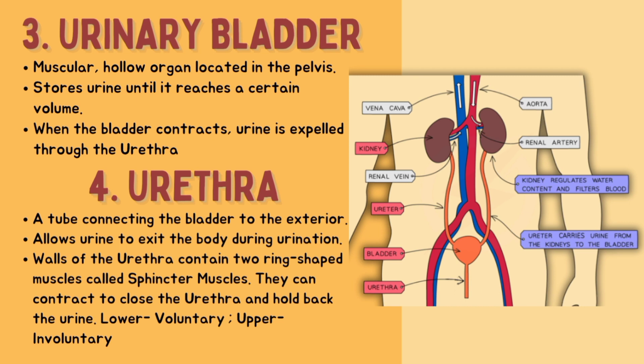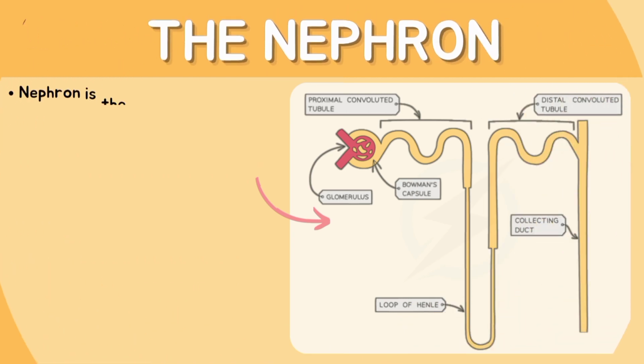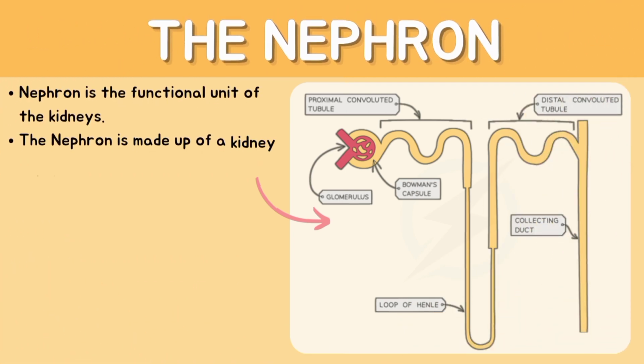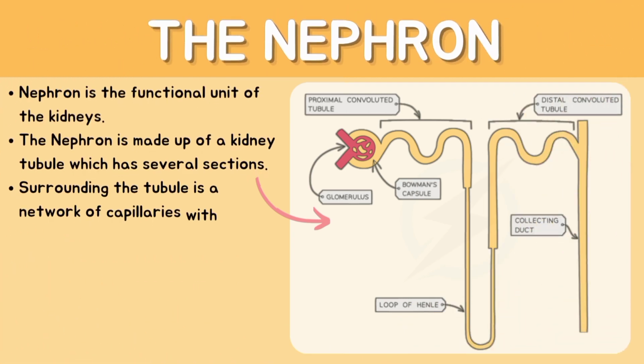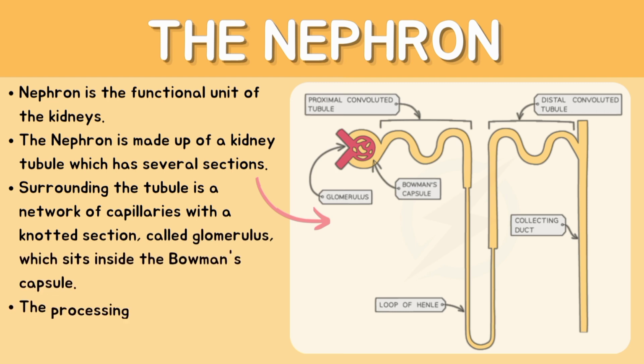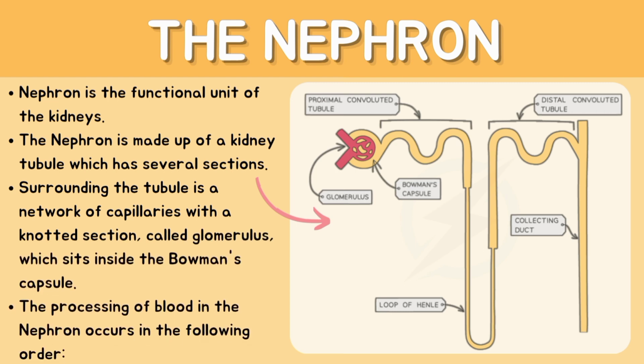The wall of the urethra contains two ring-shaped muscles called sphincter muscles. They can contract to close the urethra and hold back the urine. The lower one is voluntary, while the upper one is involuntary. This was the basic anatomy of the urinary system, but we must pay heed to the nephrons within the kidneys, where the real magic happens. The nephron is the functional unit of the kidney, performing intricate tasks to maintain bodily equilibrium.